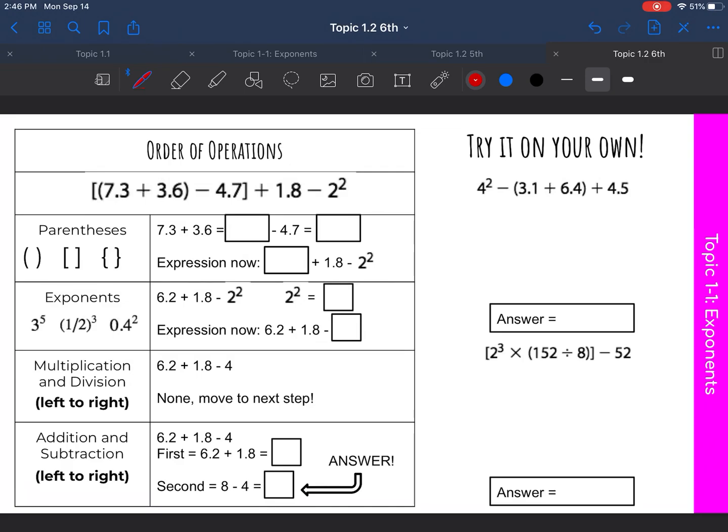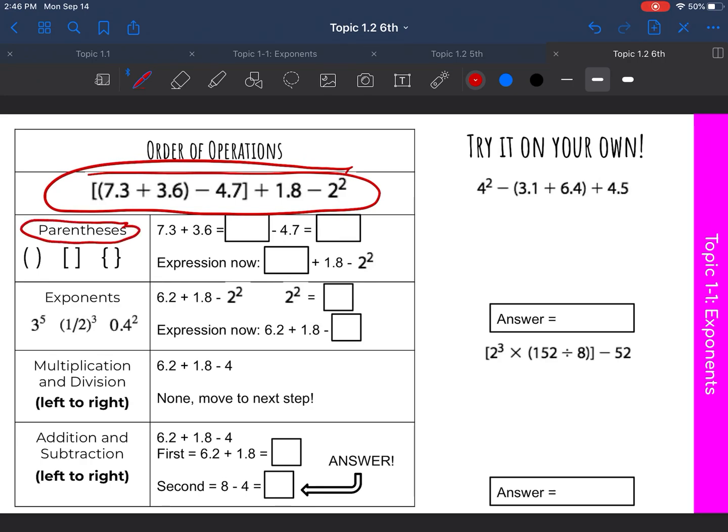So on your next slide, okay? Now, again, this problem looks pretty intense, but we can do it if we follow the rules. Really quick, I want to review order of operations. We have parentheses first. Then we have exponents, which we just talked about yesterday. Then we have multiplication and division, left to right. And then we have addition and subtraction, left to right. I said this earlier, these are parentheses. These are called brackets. And these funny looking ones are called braces.